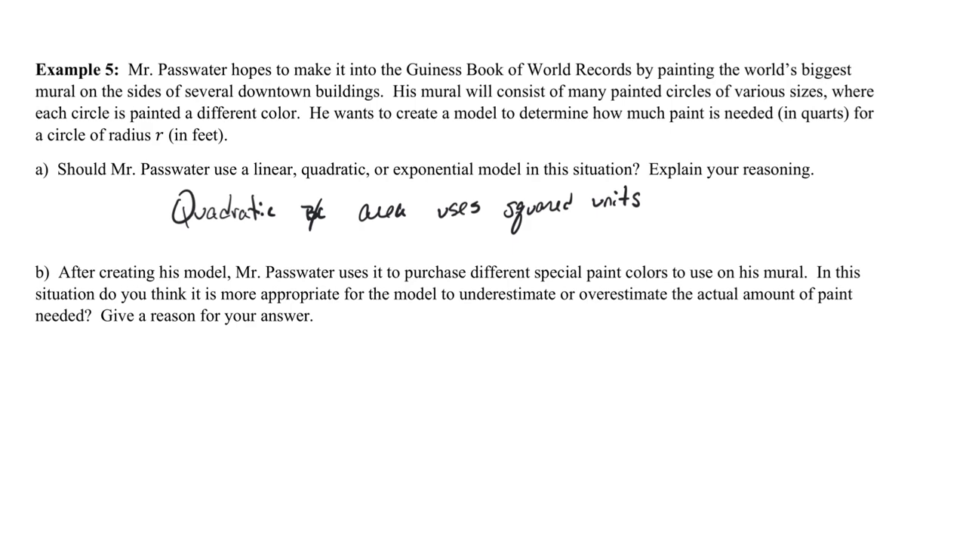Let's look at B. After creating his model, Mr. Passwater uses it to purchase different special paint colors to use on his mural. In this situation, do you think it's more appropriate for the model to underestimate or overestimate the actual amount of paint needed? Give a reason for your answer. So we have to go a little bit beyond just doing math. We actually have to think about this in real world context. How could overestimating or underestimating be a problem?